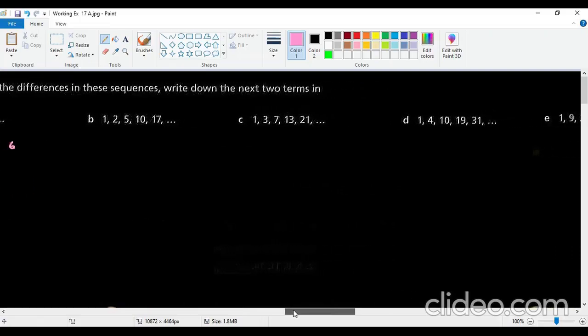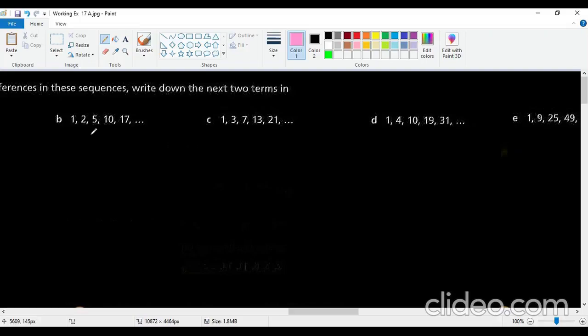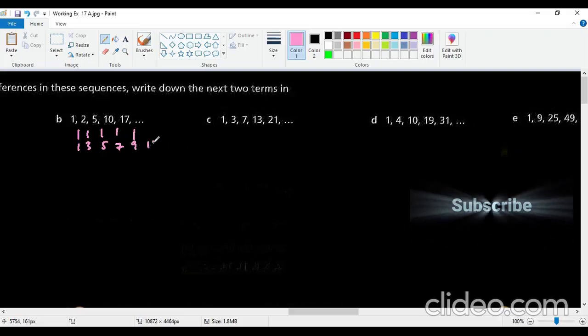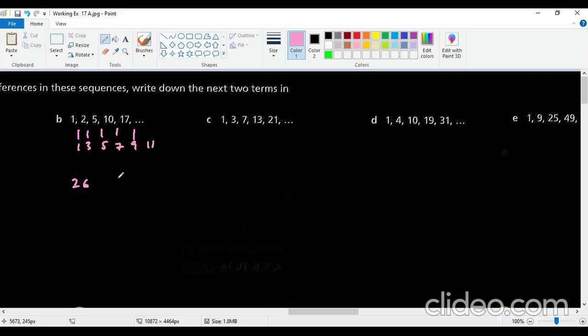Then comes question B. Here I can see the differences are 1, 3, 5, 7. So the next difference is going to be 9, and the one after that is going to be 11. So 17 plus 9 is going to give you 26, and 26 plus 11 is going to give you 37. So these two are going to be the next terms of this sequence.